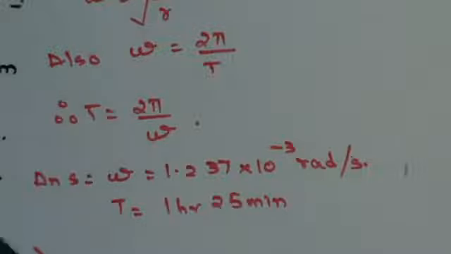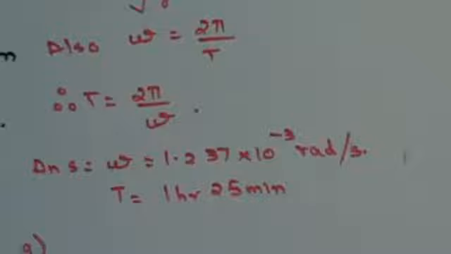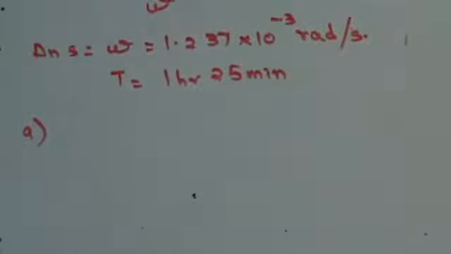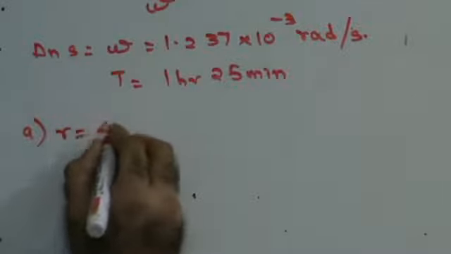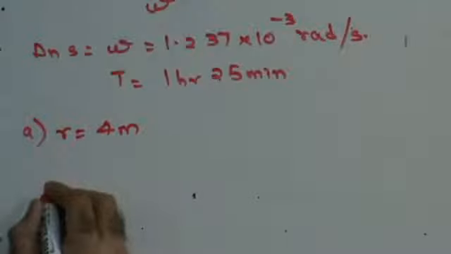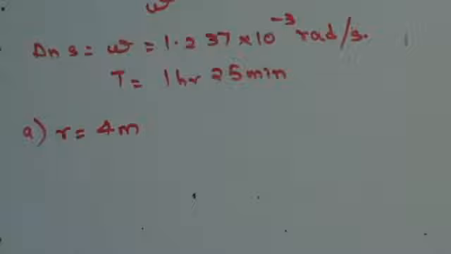A motorcyclist rides in vertical circles in a hollow sphere of radius 4 meters. Find the minimum speed required so that he does not lose contact.